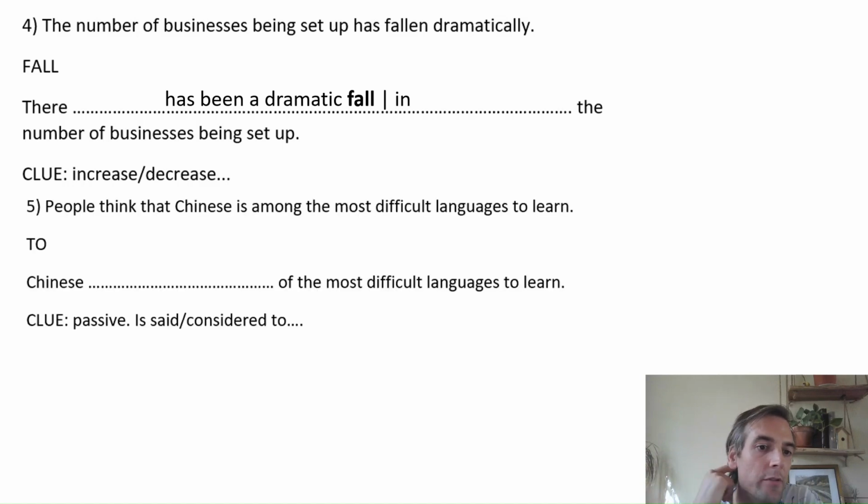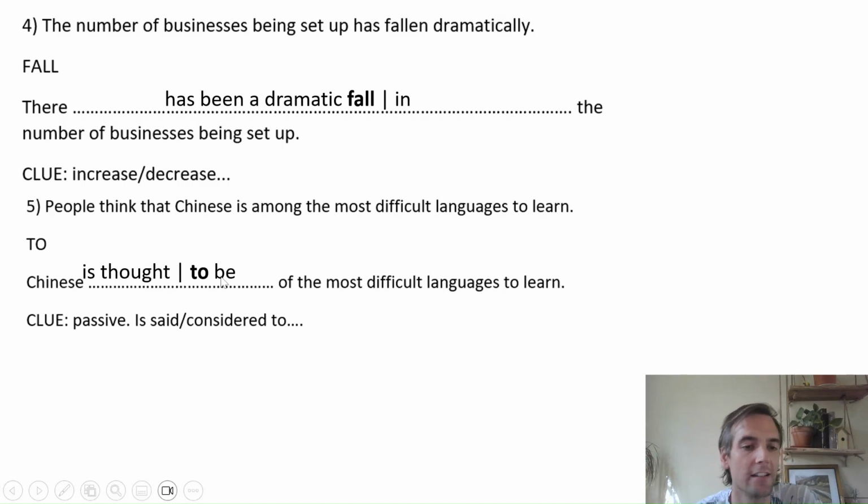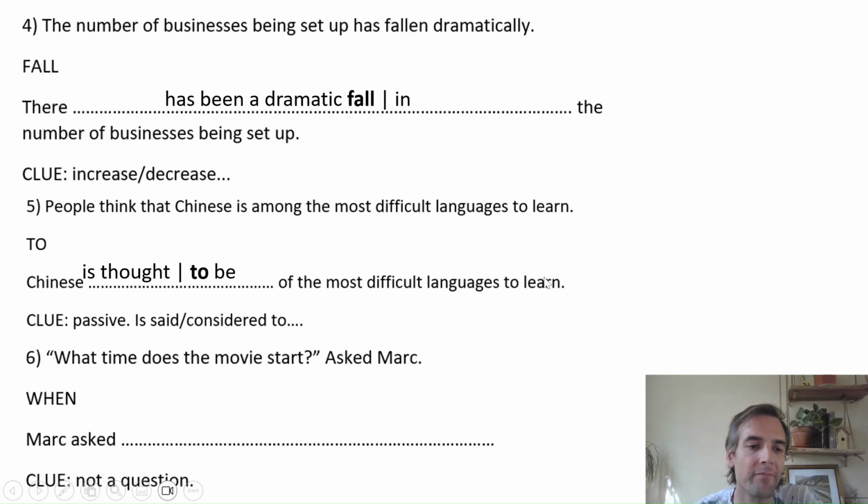Number 5, people think. If people think that, then I'm looking at passive expressions because people think it is thought. Chinese is among the most difficult languages. The verb is think, so Chinese is thought to be one of the most difficult languages. People think it is to be. That's how we use it, isn't it? It's thought to be, just like we practiced.